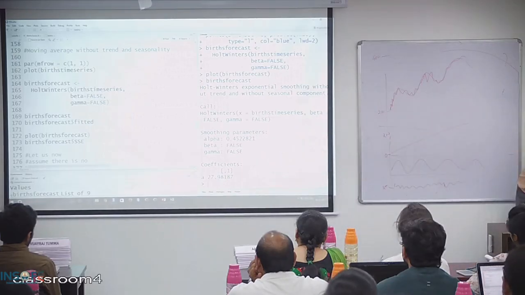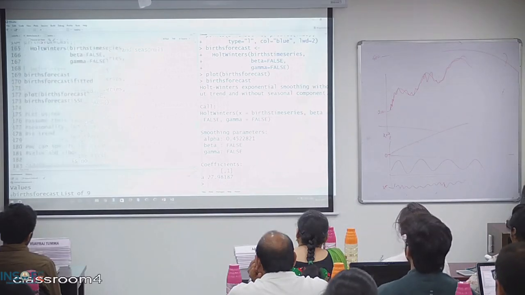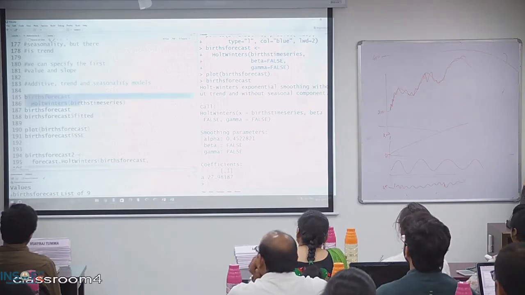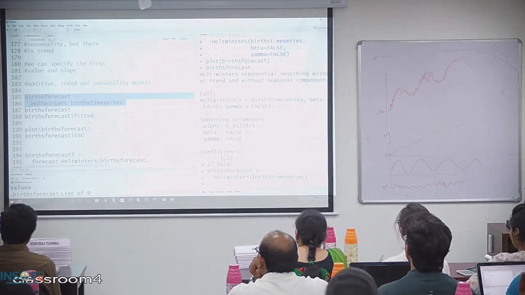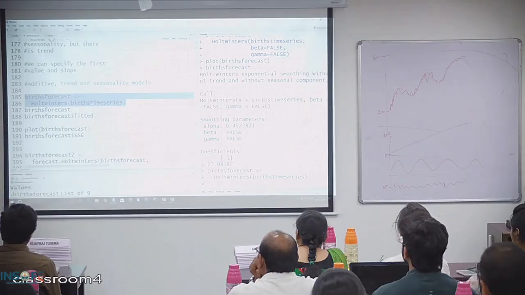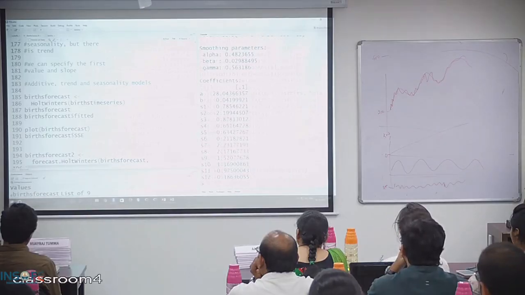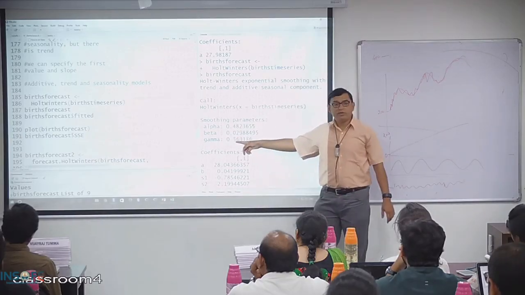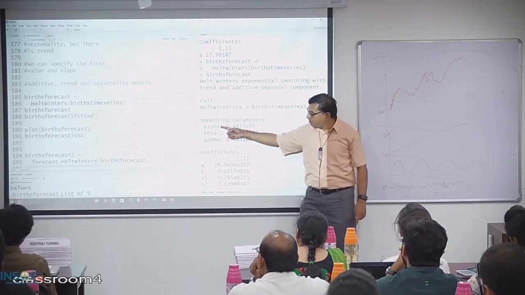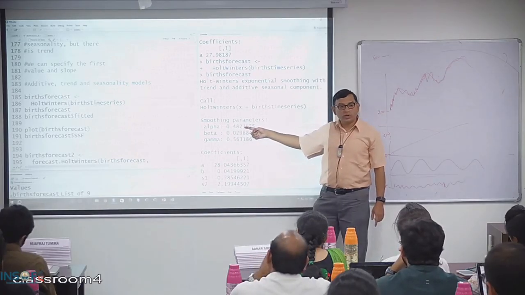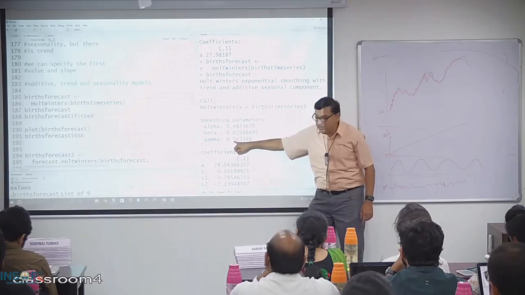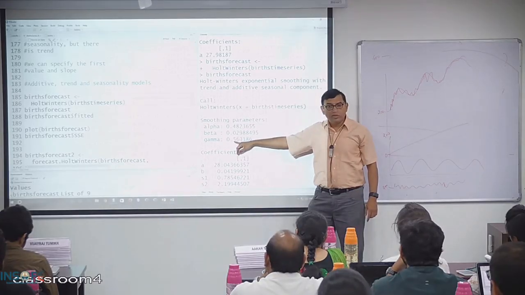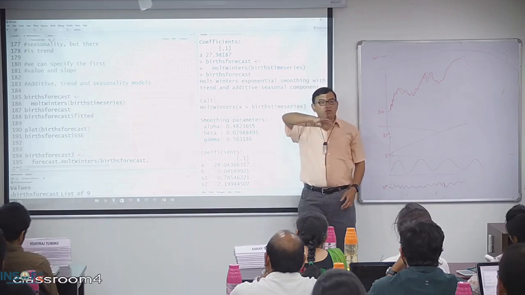In order to get the seasonality part, we need to do it with the full one. So in this case, I'm doing full seasonality. I'm not specifying use only. I'm asking it to use all three values, and the forecast now gives you all the fitted parameters. The level is being smoothed with one parameter, the trend with another, and the seasonality with the other one.